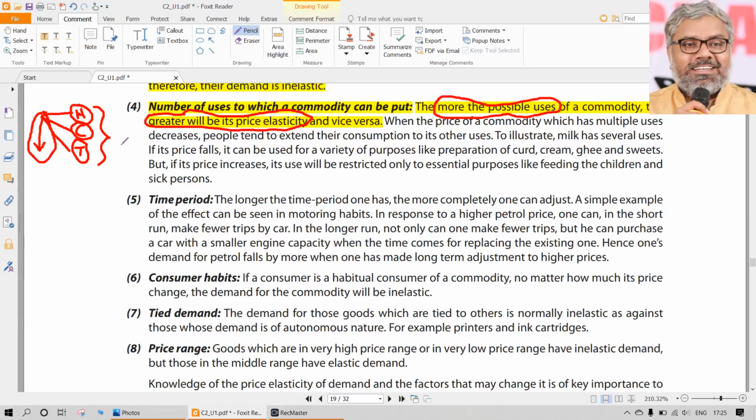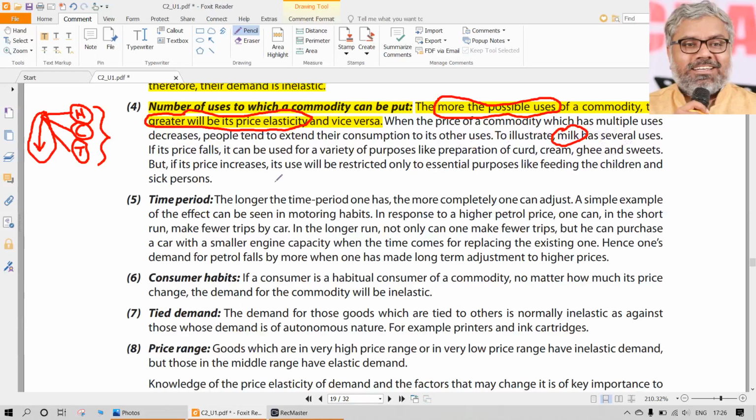When they have multiple uses, the price elasticity will be higher. They will be relatively price inelastic when they have fewer uses, or only one use without much of the other uses; then their price elasticity will be lower. One example here is milk, which has several uses. Directly it can be consumed, or it can be used for preparing many things: curd, cream, ghee, sweets, buttermilk, lassi, paneer. Everything can come from milk only. So there are multiple uses.